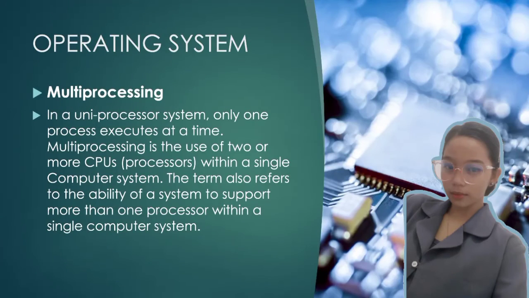Now let's talk about multiprocessing. In a uniprocessor system, only one process executes at a time. Multiprocessing is the use of two or more CPUs within a single computer system. The term also refers to the ability of a computer or a system to support more than one processor within a single computer system.